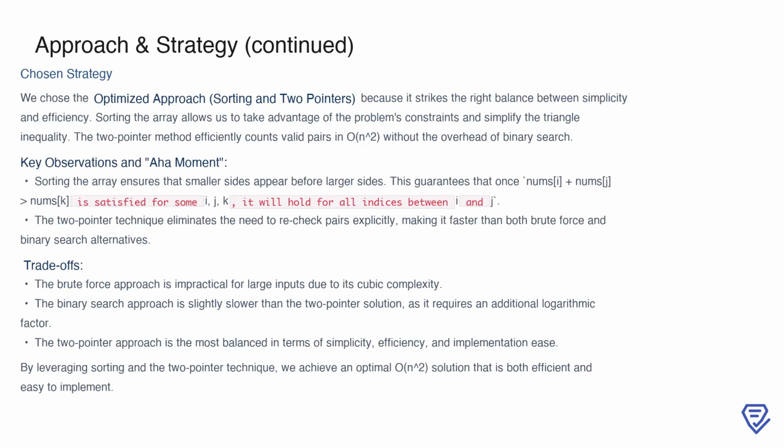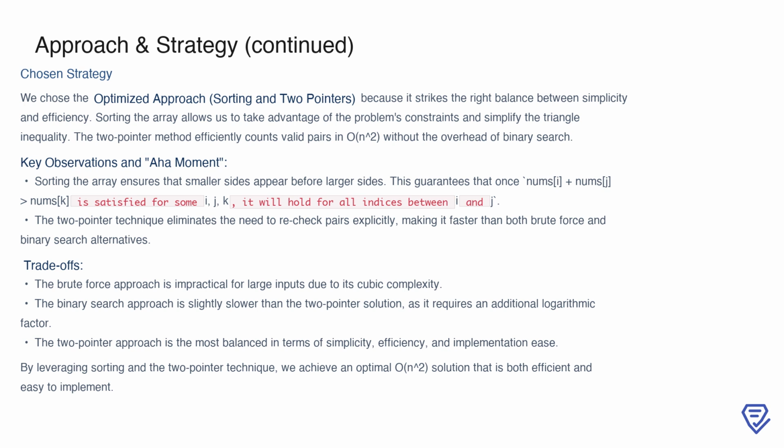The chosen strategy for this problem is the optimized approach using sorting and two pointers. It strikes a balance between efficiency and simplicity. Sorting the array ensures that smaller sides come before larger sides, which simplifies the triangle inequality check. The two-pointer method then efficiently counts valid pairs without requiring additional overhead, achieving an O(n squared) solution.